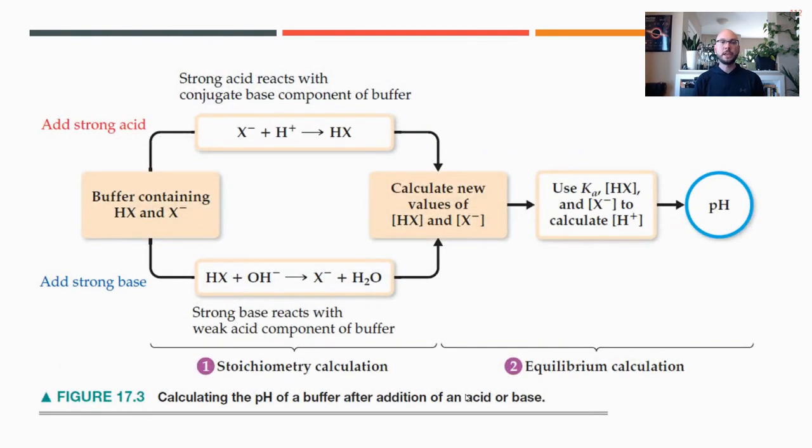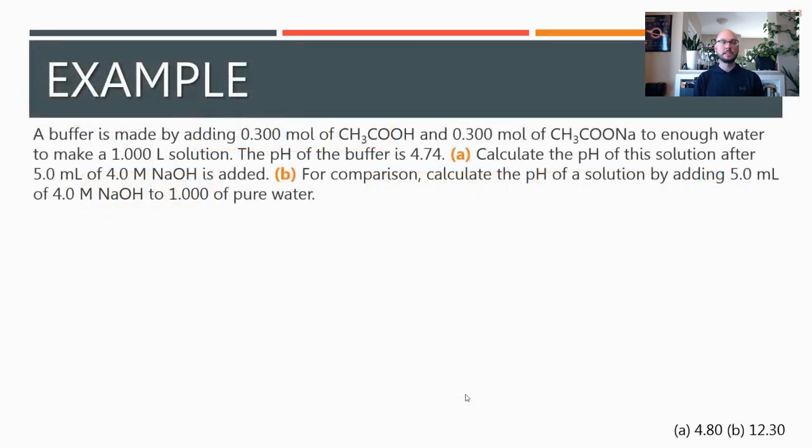To calculate the pH change after the addition of a strong acid or a strong base, we're going to use these steps. We're going to figure out how many moles of buffer there is. We're going to figure out how many moles of strong acid or strong base have been added, subtract those, figure out the new concentrations, use the Ka, HX, and X minus, using the Henderson-Hasselbalch equation to determine the new pH. So we've got this example here.